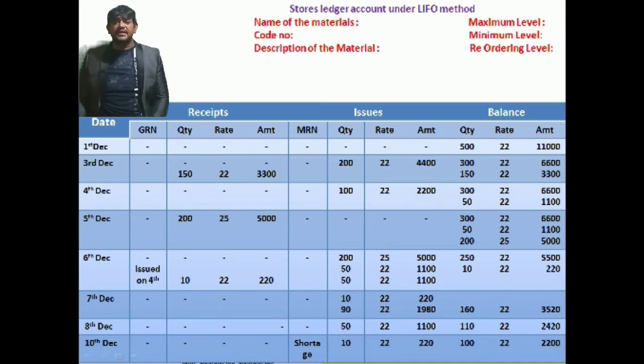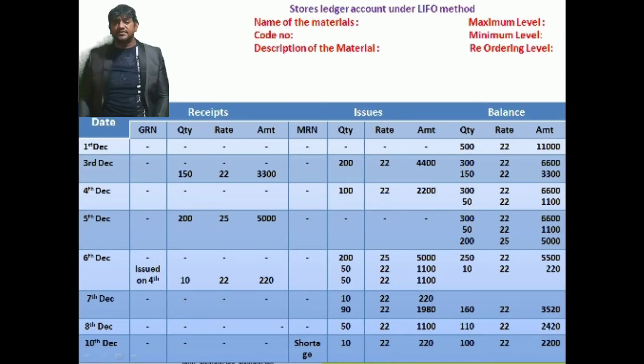The 8th December, we are moving to 8th December. So on the 8th December, what happened? There is an issue of how many units? 50 units. 8th December, there is an issue of 50 units. Clear? So then receipts column, that is on 8th December, GRN dash, quantity dash, rate dash, amount also dash, MRN dash. So under quantity, 50 units at rupees 22 each, 1,100.